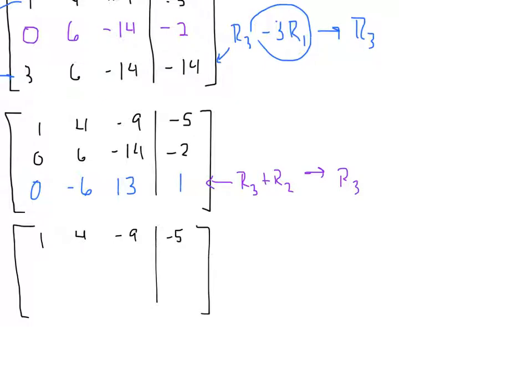I'm not changing the second row. But I am changing the third row. And so what I have to do is, it says right here that all I have to do is add row 3 plus row 2, so that's all I'm going to do. So 0 plus 0 is 0. Negative 6 plus 6 is 0. 13 minus 14 is negative 1. And 1 minus 2 is negative 1.